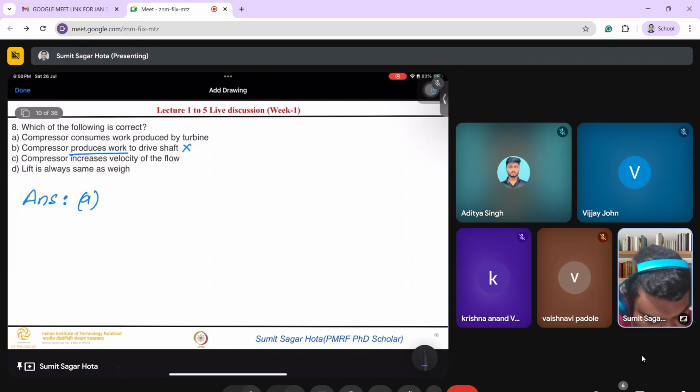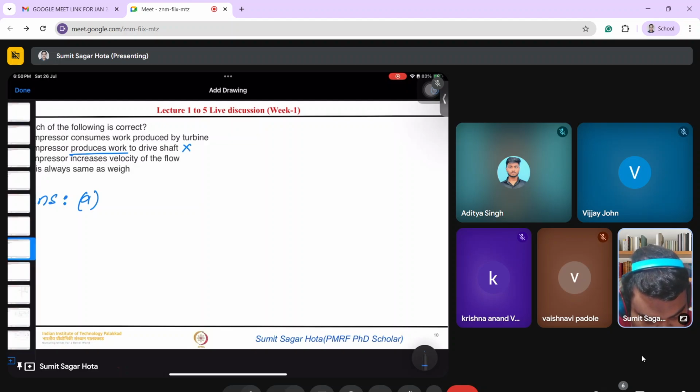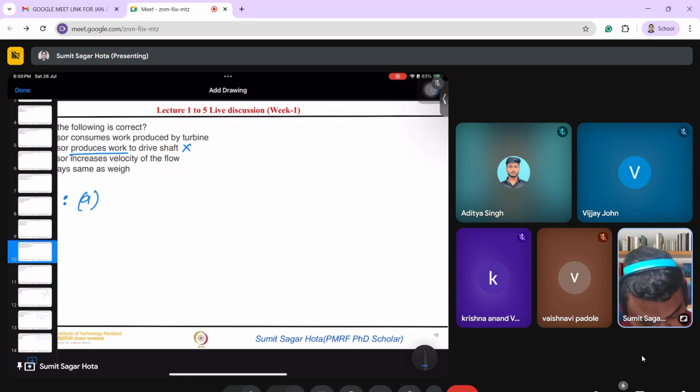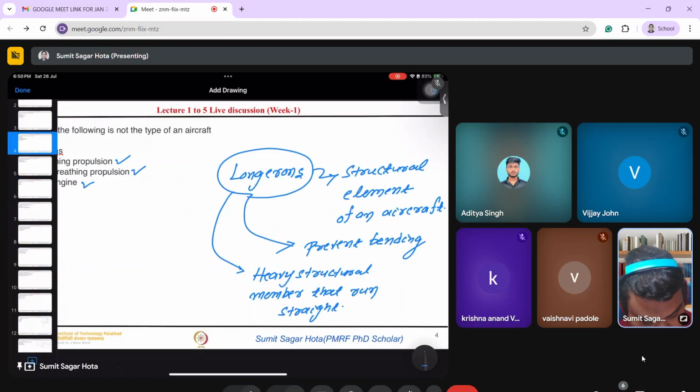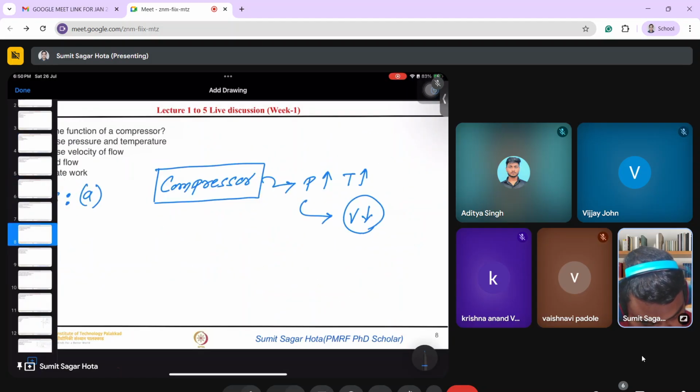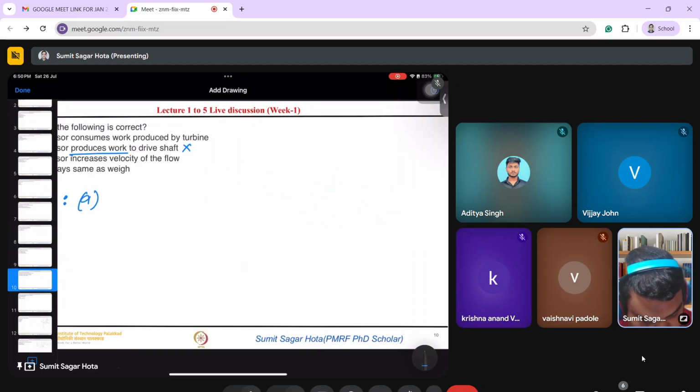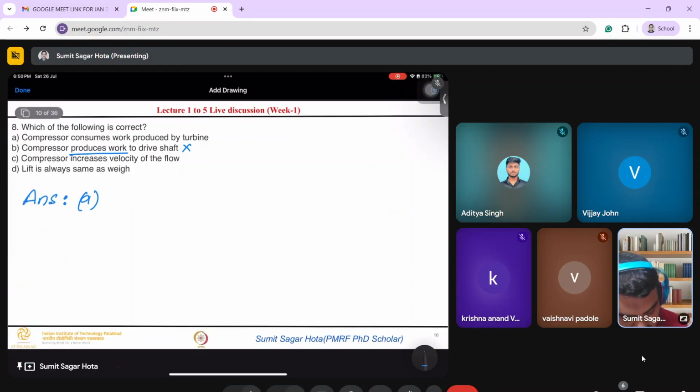And compressor increases velocity of the flow. What we see here is that what the compressor does is increase the pressure, which in turn means the velocity is going to decrease. So this is also wrong.